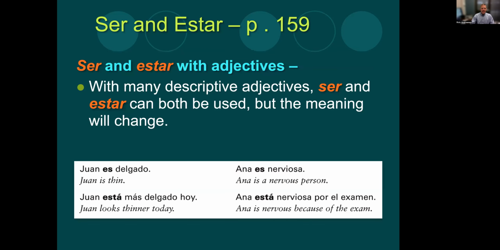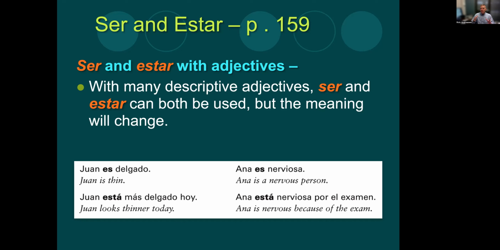All right, next thing, ser and estar with adjectives. Both ser and estar can be used with adjectives, but the meaning of the word changes. Juan es delgado means just Juan is thin. When you think of Juan, he's a thin person. Juan está más delgado hoy. So Juan es means we're describing his characteristic. That's his state. That's what's typical for Juan. When you say Juan está más delgado hoy, we say, yesterday Juan looked a little bit pudgy. Today, he's looking thinner. So we're saying this is his current condition, but maybe it's not the expected condition, or it's not describing the way he always is.